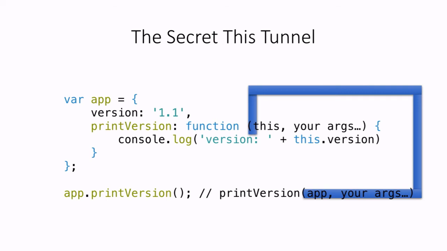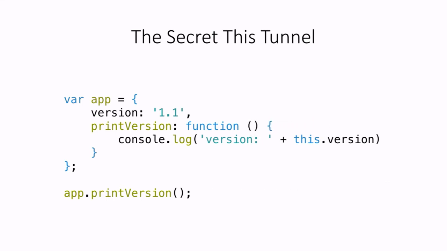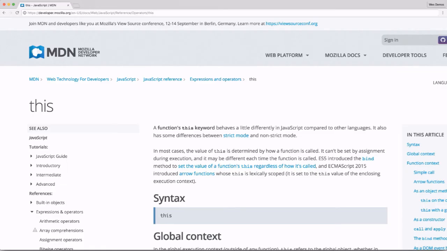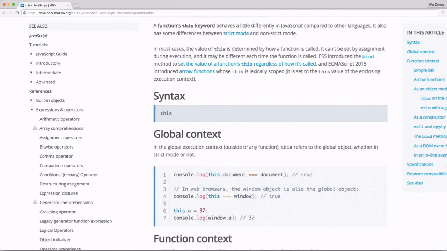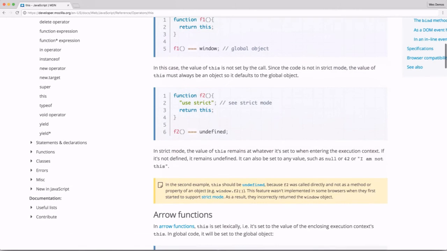So if you're having trouble understanding how this is bound, think of a tunnel behind the scenes that's passing something along as a parameter. Though, of course, keep in mind that we won't have any of this in our code. It's just happening behind the scenes. There are several rules involved in figuring out what exactly passes in to this tunnel that's then used as the value of this. I'd encourage you to come check out the MDN, look for this, for more information about the rules and how they apply to different contexts.